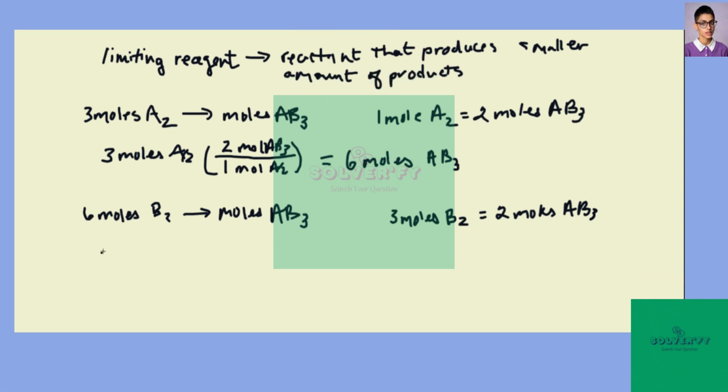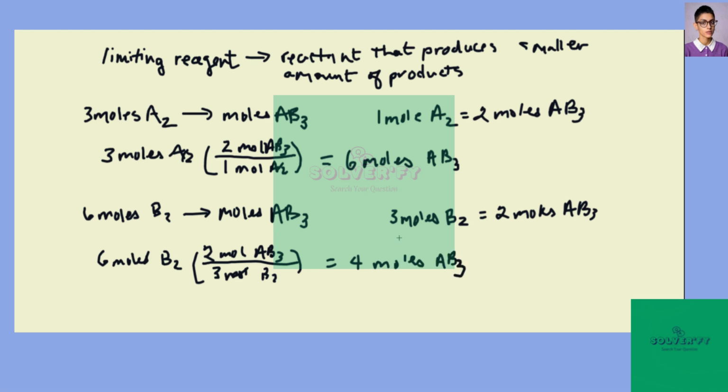So if I have 6 moles B2, I'll produce 2 moles AB3 for every 3 moles B2, or 4 moles of product. So when we compare our 2 amounts of products, we can see that B2 produces less.